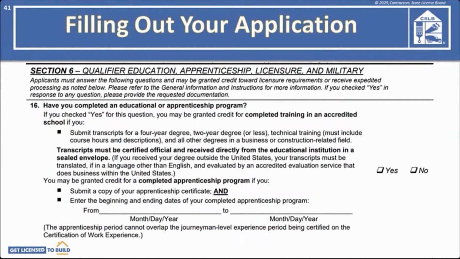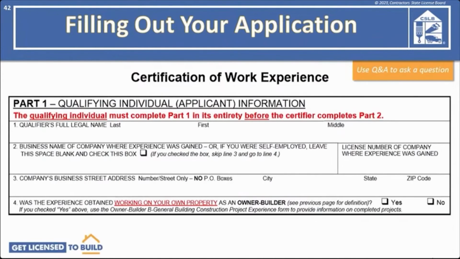Parts of the application, Certification of Work Experience, Part 1. Now we'll discuss the certification of work experience. Part 1 will be filled out by you, the applicant. Here you will list the information about your employer where you gained your experience. If you were self-employed when you gained the experience, please make sure to check the box in line 2.